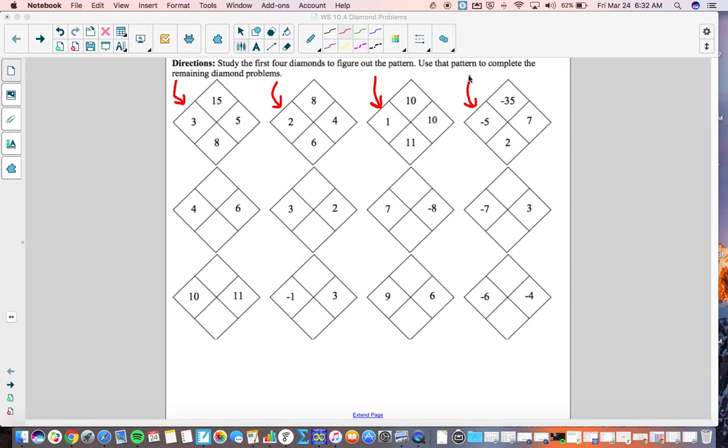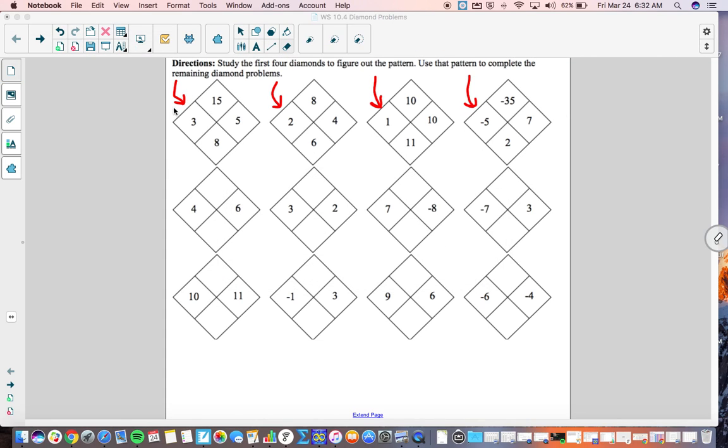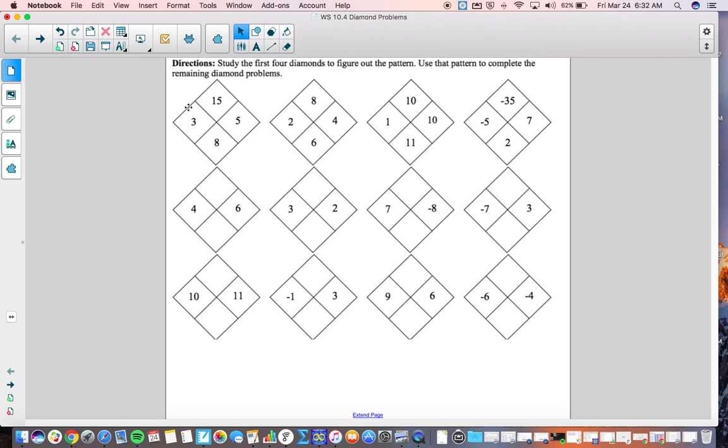Okay, so I'm going to tell you the pattern right now. Pause it if you're trying to find it out. Seriously, I'm going to say it right now, so pause it if you want to figure the pattern out. The pattern is we take the two numbers on the side right here and we multiply them to get the top number, and we add them to get the bottom number.